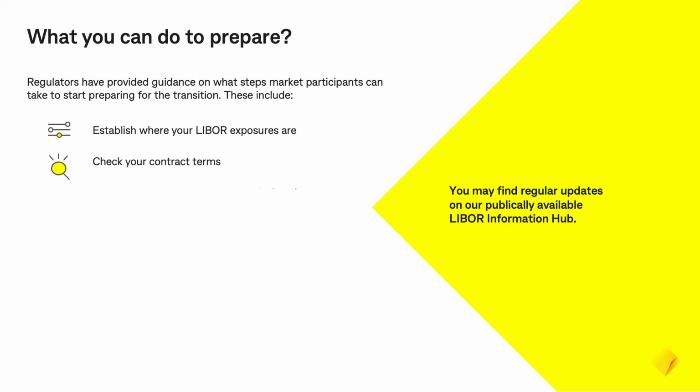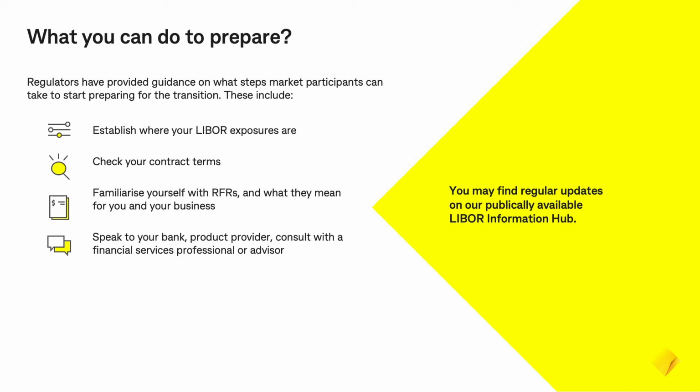Secondly, check your contract terms. Understand not only the notional exposure to LIBOR that you have, but also the contractual details of those exposures. What kind of clauses are there in your contracts, for example? Are you, for instance, hedging a loan with a derivative? We encourage you to familiarize yourself with risk-free rates and what they mean for you and your business, and speak to your bank or product provider, or consult with a financial services professional or advisor.